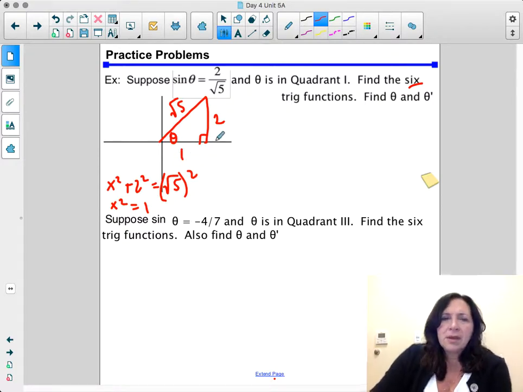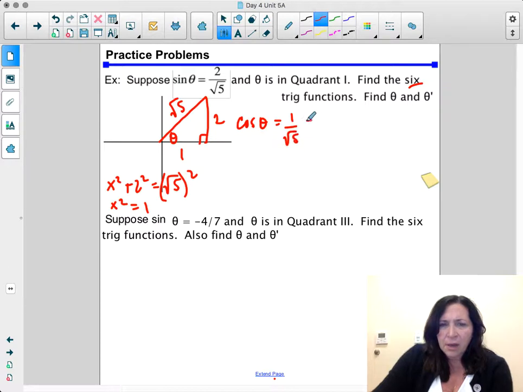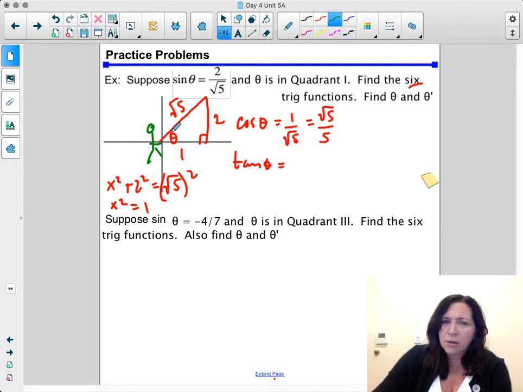All right. So the 6 trig functions, we have sine. Cosine of theta is going to be adjacent over hypotenuse. That's going to be root 5 over 5. Tangent of theta is going to be opposite over adjacent. Remember, you're always putting yourself at the angle. There you are. Tangent is opposite over adjacent, so that's 2. Cotangent of the angle is going to be that flipped over, so that's going to be 1/2.